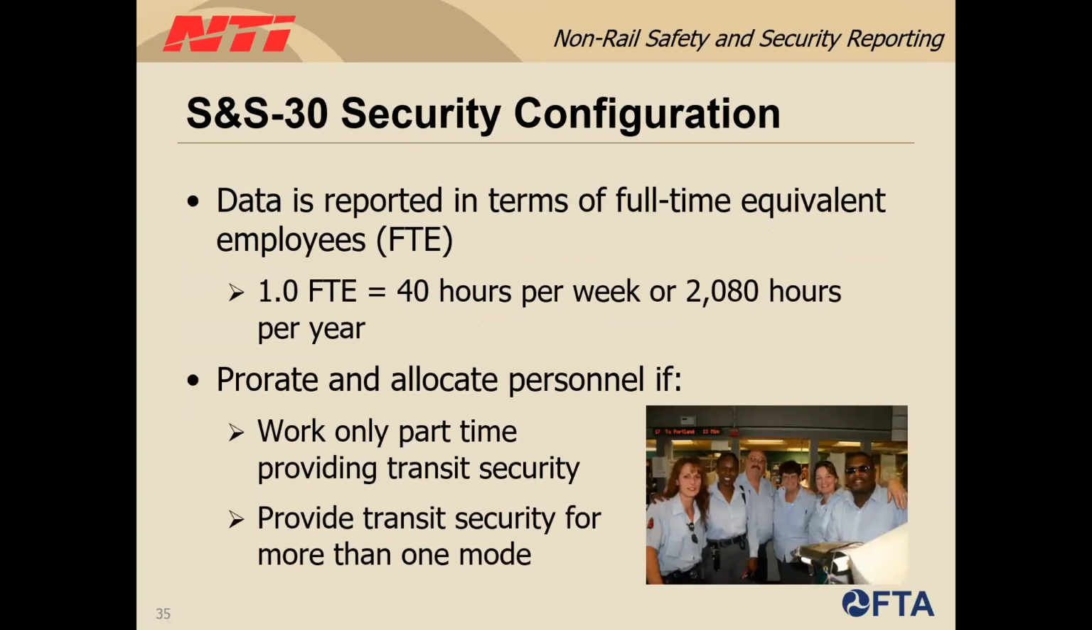The number of personnel is reported in full-time equivalent hours. So 1 FTE equals 1 person working a 40-hour week, which is equivalent to 2,080 hours per year. Prorate the number of personnel if the person works only part-time providing transit security, or they provide security for more than one mode.